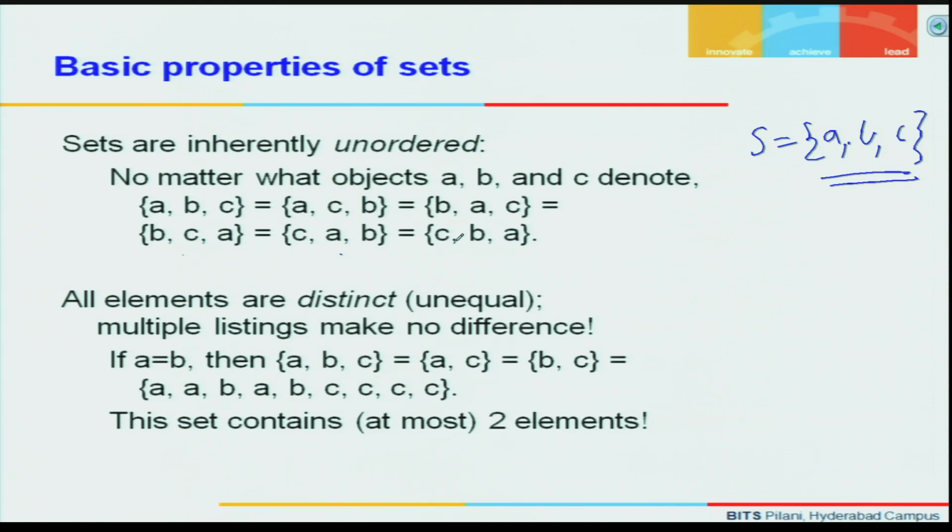And all elements inside a set are distinct. You can write an element n number of times, but it makes no difference. Suppose in the same set S, A is equal to B, then you can write the set ABC as AC or BC, or you can write A n number of times. Really the whole set means the set {A, C}, the same set. So you can repeat an element n number of times, but in a set, it doesn't make any difference. It represents the same set as writing that particular element only once.